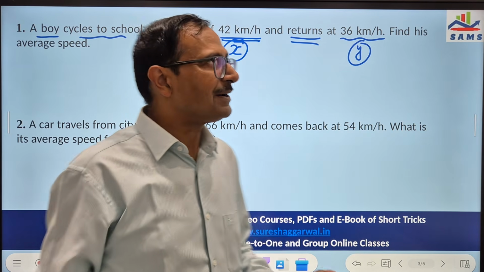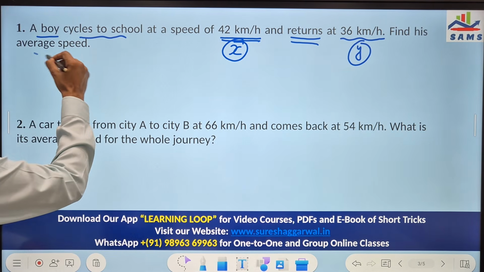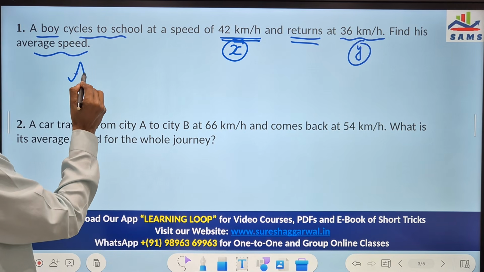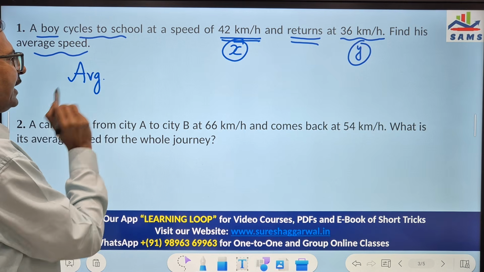So 42 and 36 are the speeds, and we need to find the average speed of the boy. So for the average speed, I will straight away apply the formula.